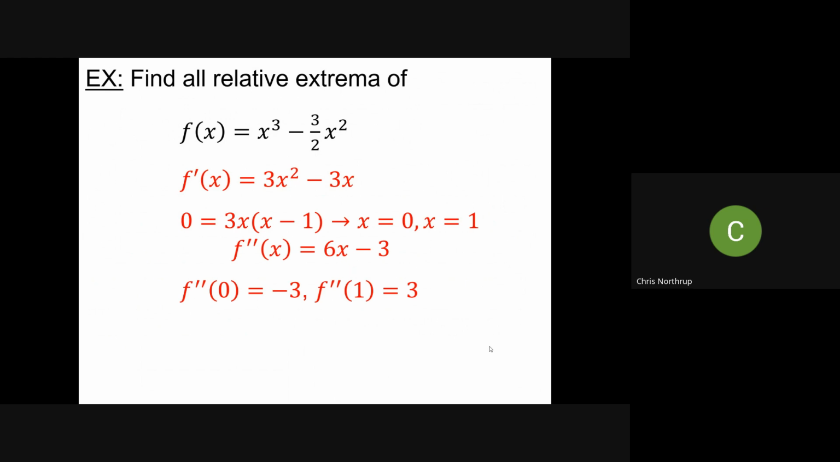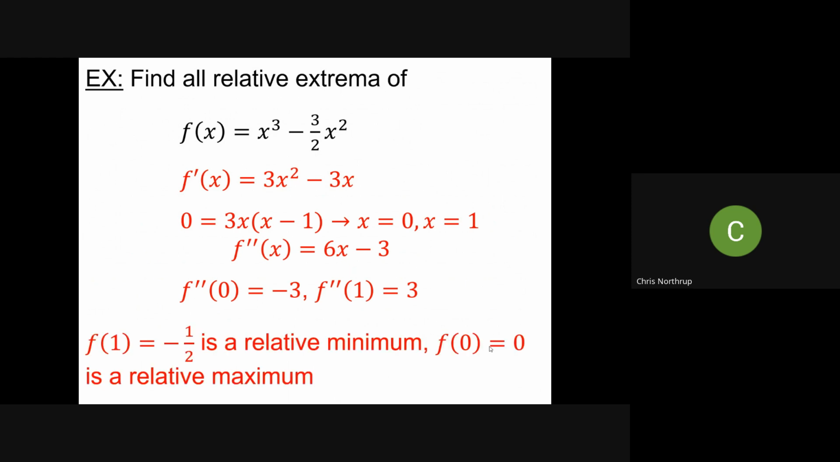So what that's going to tell me is at 0, I'm going to have a maximum. So f of 0 equals 0 is a relative maximum, just like the first derivative test. And then at 1, I have a relative minimum. This should give you plenty of info to tackle those questions on Schoology.